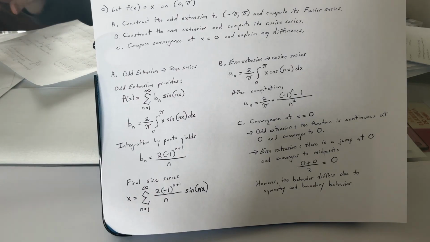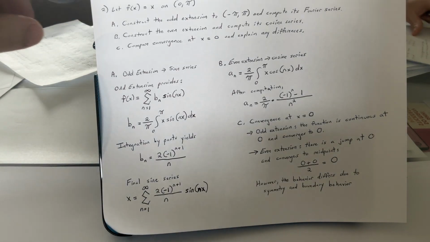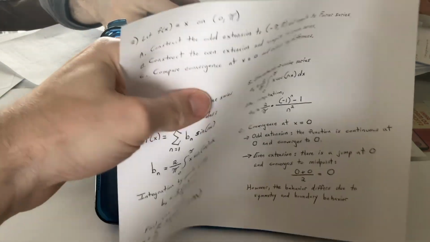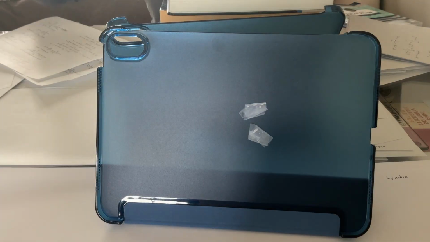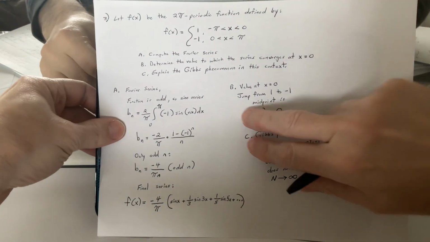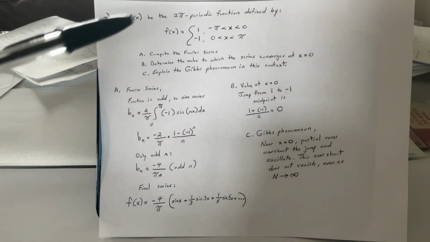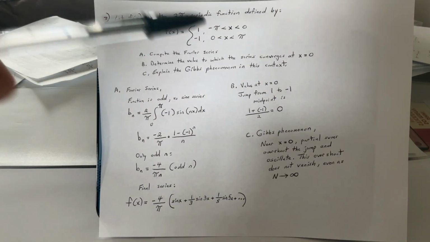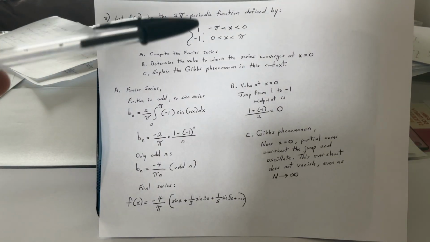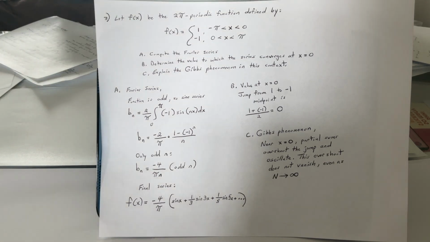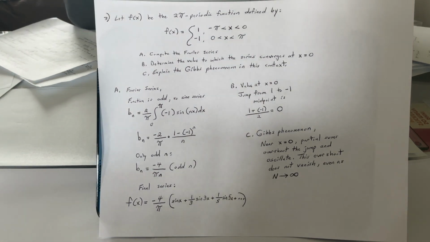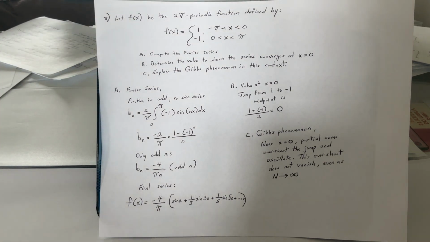All right, so that takes care of 1. That takes care of 2. 20% of the way there. Let's move along to number 3. Okay, so number 3, we have let f of x be the 2 pi periodic function defined by this piecewise. You have f of x as 1, negative 1, and here are our domains for each, respectively. Compute the Fourier series here.